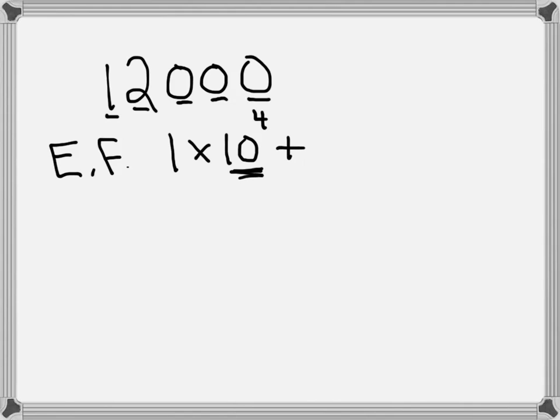And then we add that to the 2 multiplied by 10 to the power of 3. 10 to the power 3 is 1,000. 2 times 1,000 is 2,000. And since we have zeros, we don't really have to do anything with them. Essentially, that's expanded form right there.